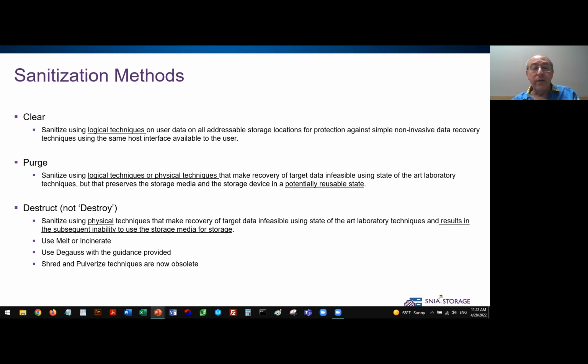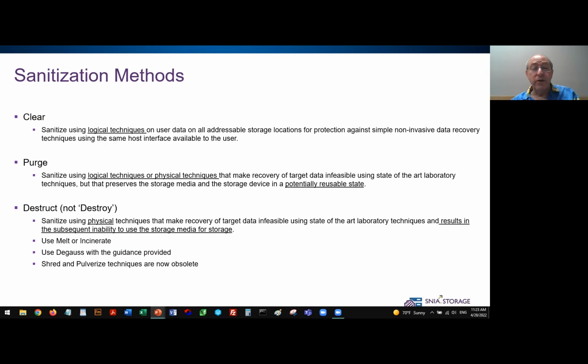The destruct method, we don't call it destroy. Destroy is overused and underdefined. So we define a specific term here called destruct, using physical techniques that make recovery of the target data infeasible using state-of-the-art laboratory techniques, and results in the inability to use the storage media for storage.